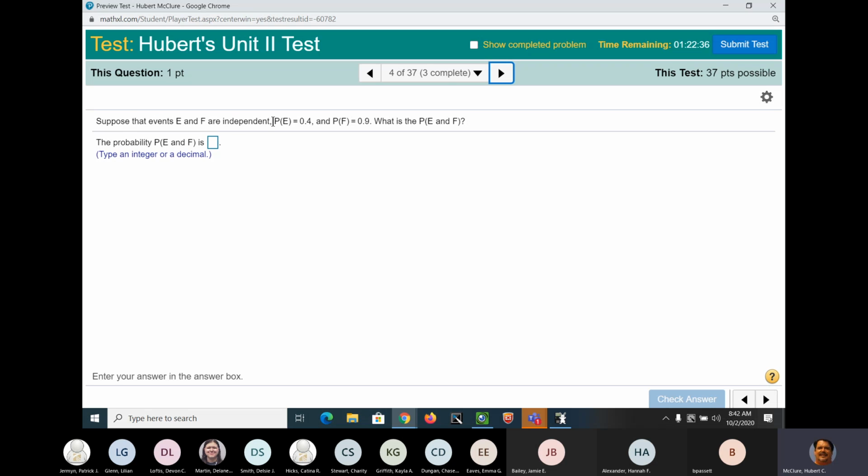Suppose that events are independent. What is the probability of E and F? Keyword: and. Somebody tell me what law we're going to use with this problem. It's got a keyword. Multiplicative. Good job. Thank you. Who was that? Miss Stewart. Thank you. I appreciate your interaction.